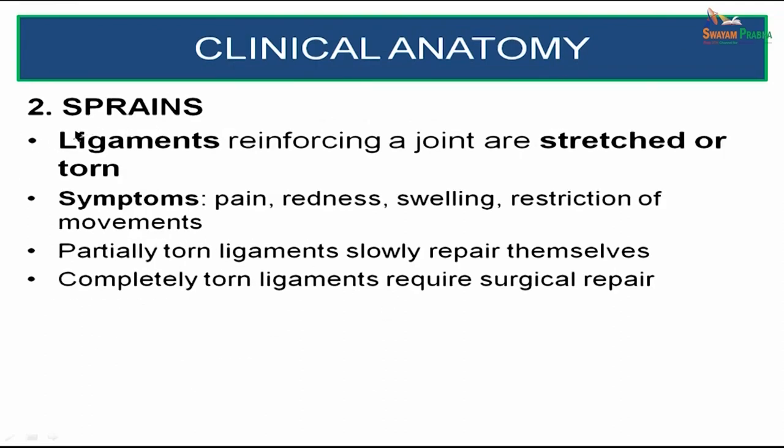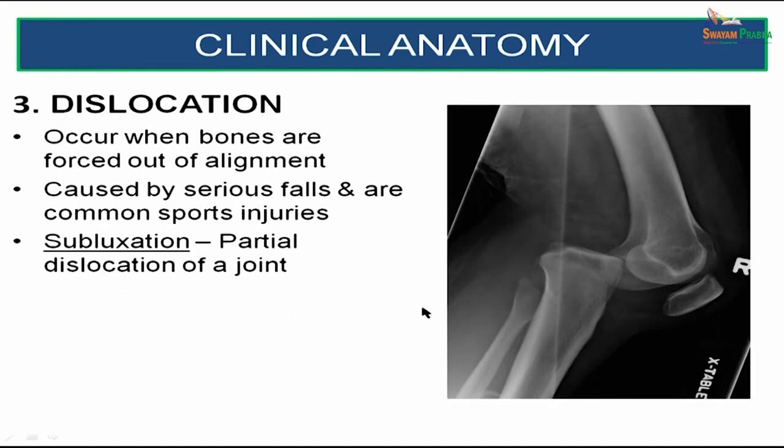Then commonly we hear the word sprains. What is a sprain? When the ligaments which are reinforcing a joint are stretched or torn, then that is called a sprain. The symptoms of a sprain are pain, redness, swelling, and restriction of movement. When these ligaments are partially injured or partially torn, they can slowly repair themselves. But if they are completely torn, then they require surgical treatment.